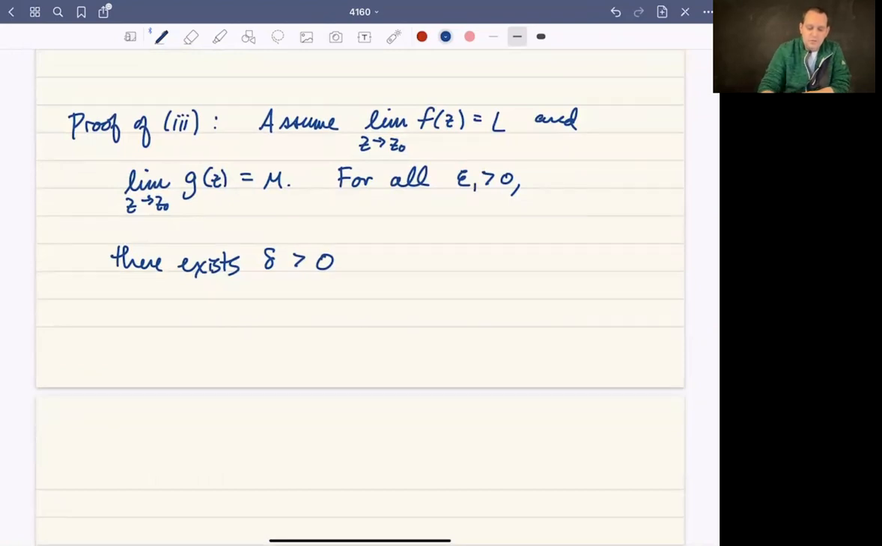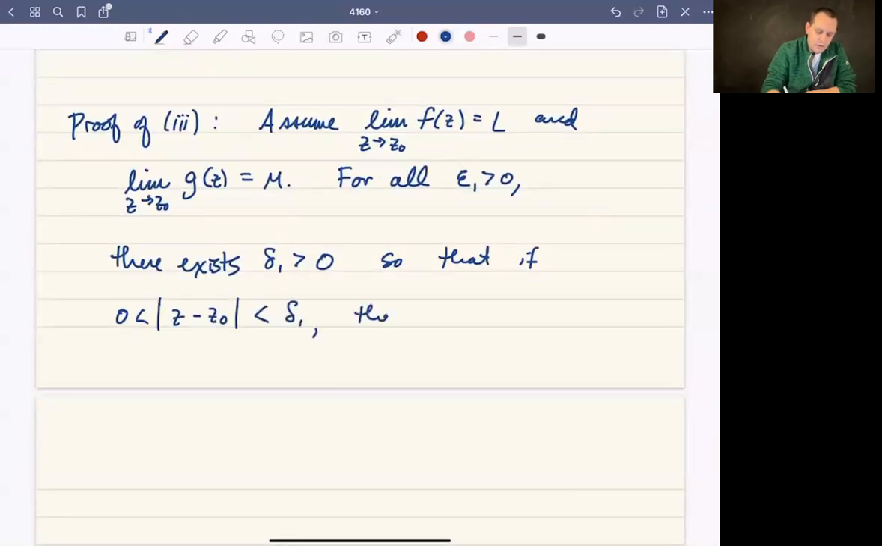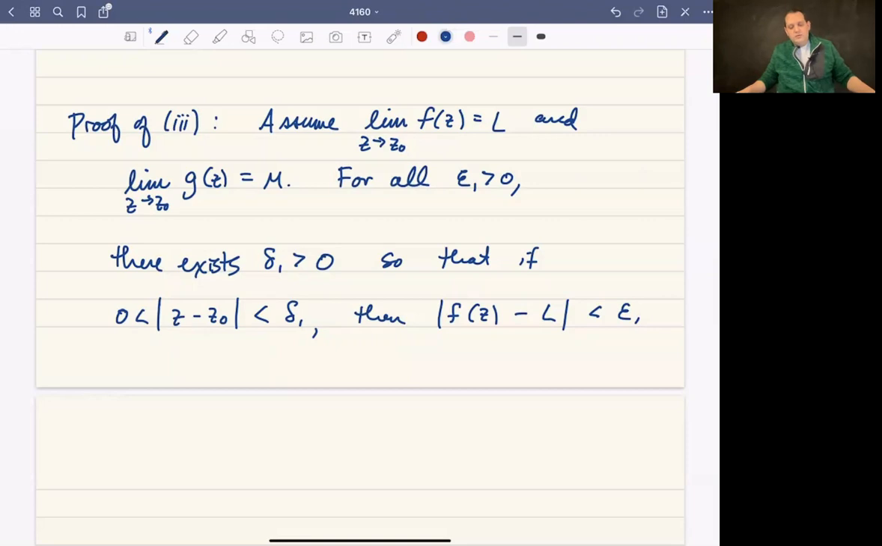So for all epsilon 1, there exists a, I'll call it delta 1, so that if z is in the domain of f and the absolute value of z minus z naught is less than delta 1, then f of z minus our limit is less than epsilon 1. So that's what it means for the limit of f to be equal to L.